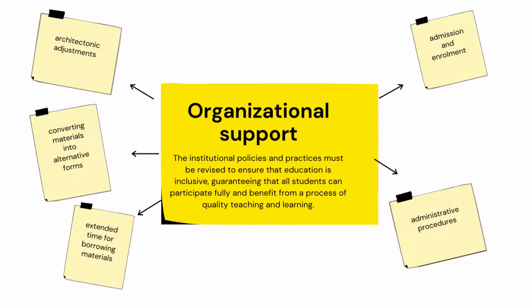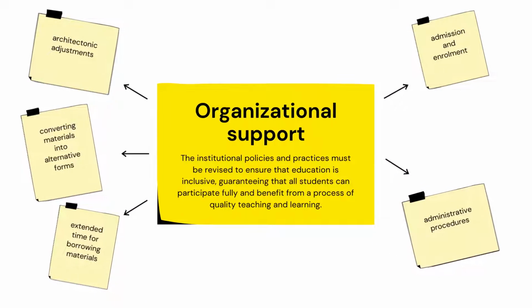Support for higher education institutions at an organizational level is also crucial. Each institution has to have its regulation, but organizational culture is also important. There are a variety of support measures listed in this chapter. However, it is not enough for an institution to guarantee access to students with disabilities. The institutional policies and practices must be revised to ensure that education is inclusive, guaranteeing that all students can participate fully and benefit from a process of quality teaching and learning.